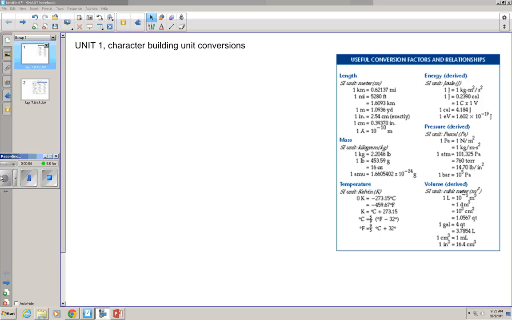We're talking unit 1 still, and we're talking about character building unit conversions. These are the unit conversions that make you get gray hair. All right, so let's start. We're just going to jump right out of the gate, and I am going to do a density unit conversion.